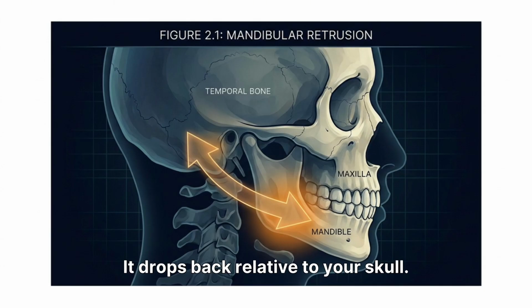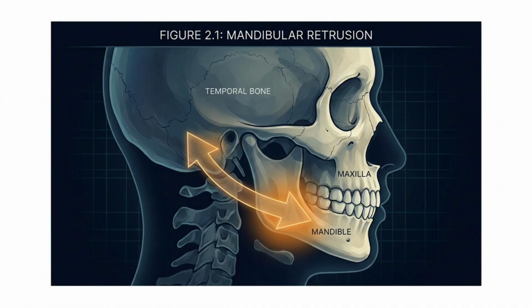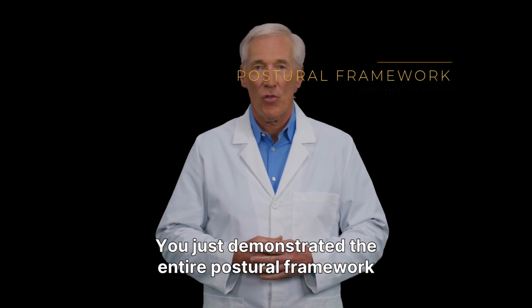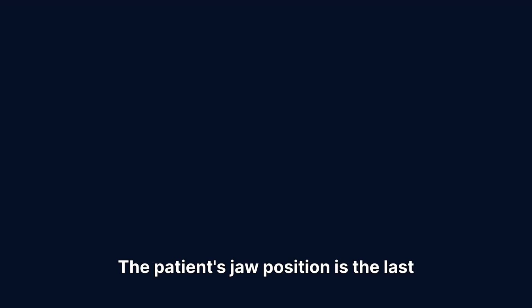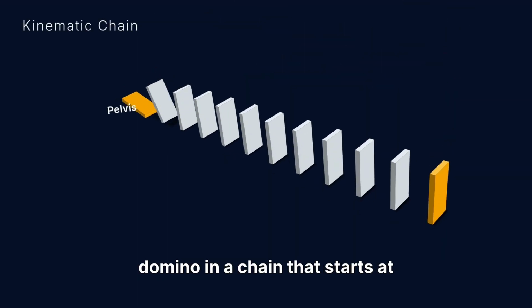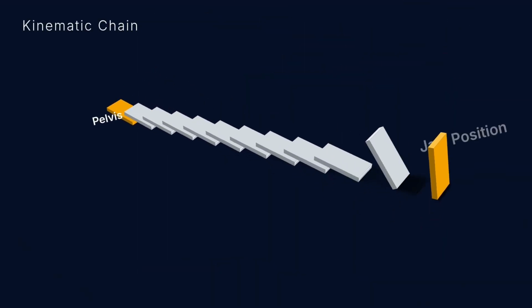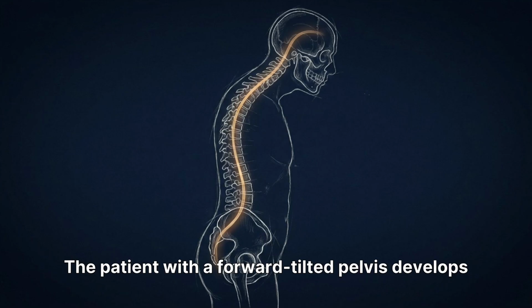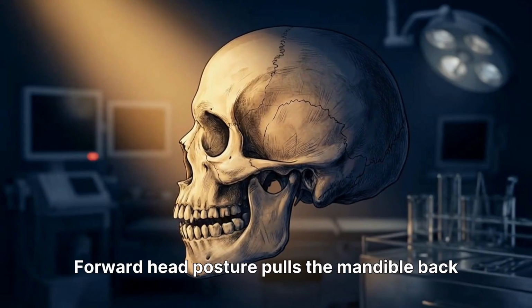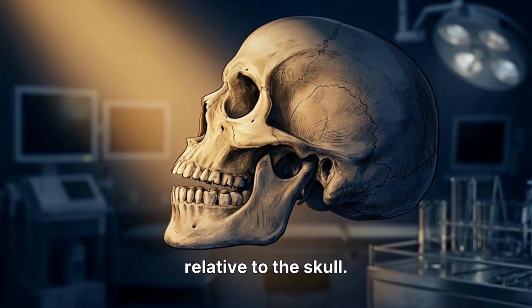It comes forward. Notice what happens to your jaw. It drops back relative to your skull. You just demonstrated the entire postural framework in 5 seconds. The patient's jaw position is the last domino in a chain that starts at their pelvis. The patient with a forward tilted pelvis develops forward head posture. Forward head posture pulls the mandible back relative to the skull.